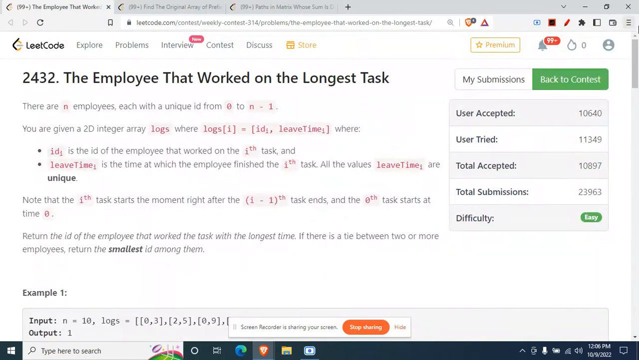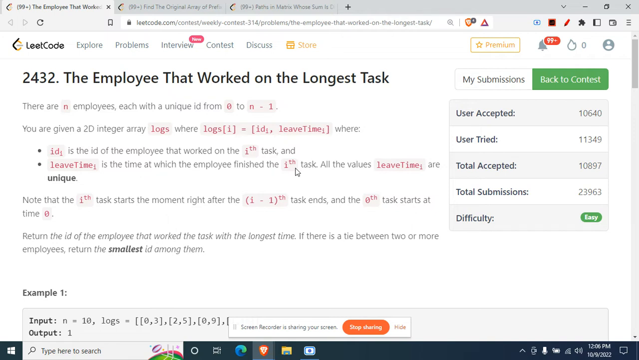Hey there, today we'll be doing this question that's 2432, the employee that worked on the longest task, that appeared in LeetCode weekly contest 314. The question statement is there are n employees, each with a unique ID from 0 to n minus 1.